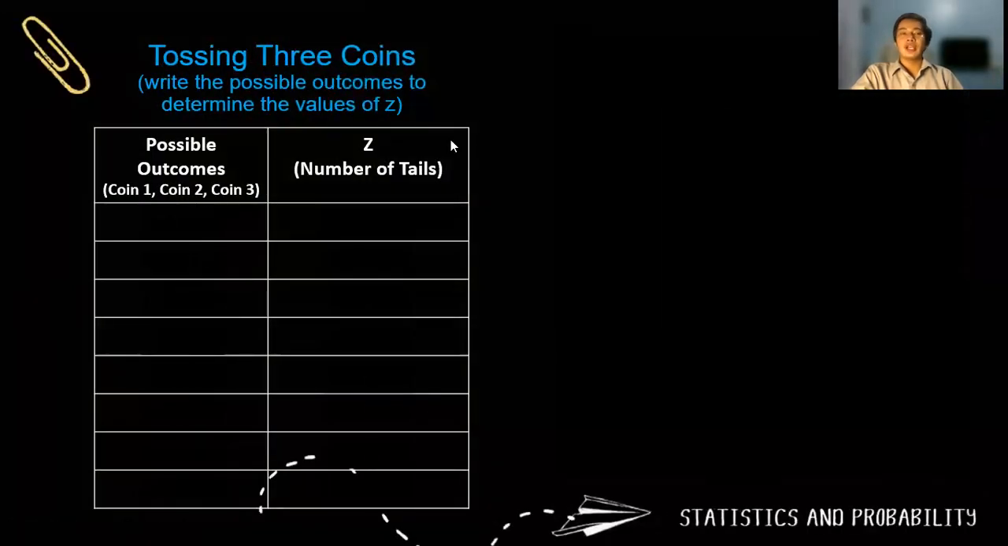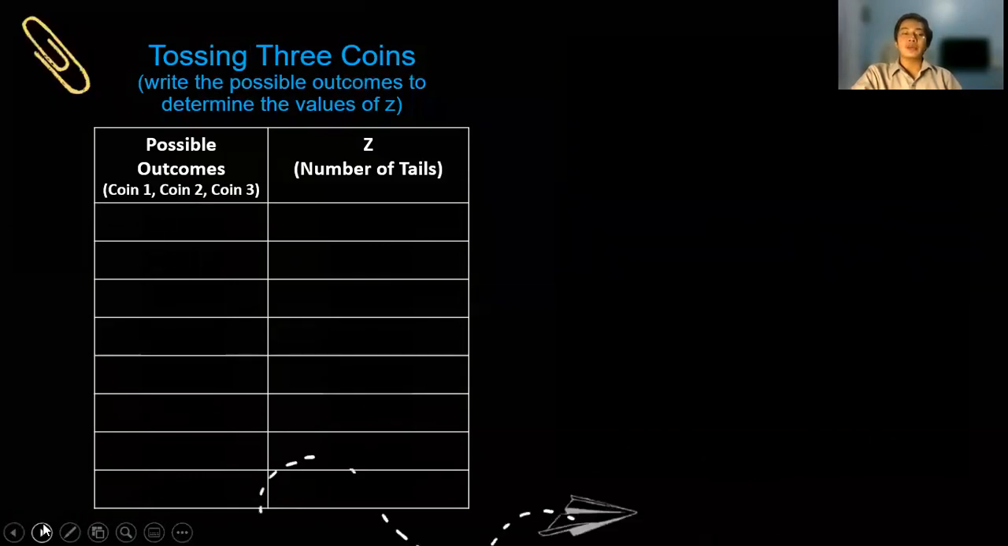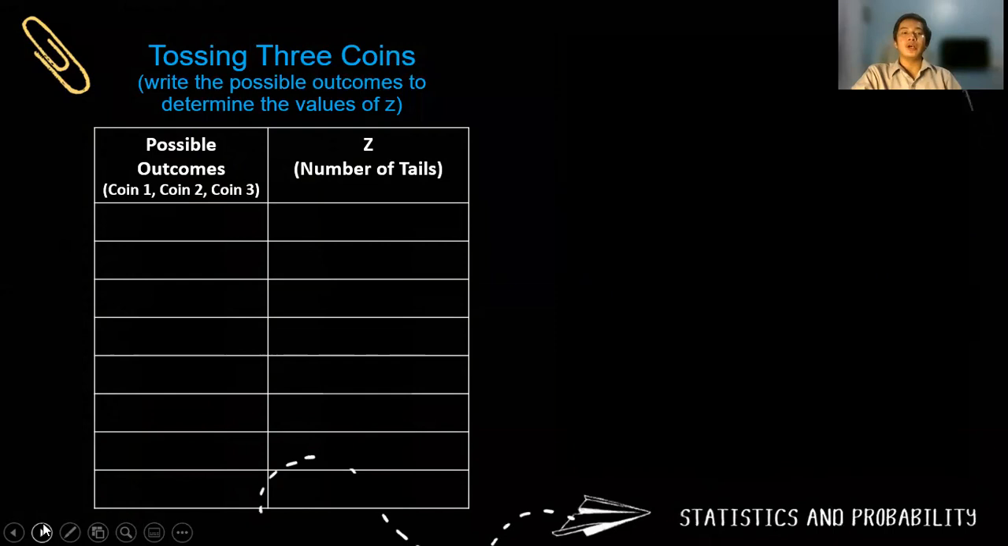Observe this one. Let's list all the possible outcomes in tossing 3 coins, for coin number 1, coin number 2, and coin number 3 respectively. You can also use a mapping diagram or a tree diagram to determine the possible outcomes. But here is how we are going to list the values. Remember that the variable is represented by the number of tails, and let us associate them with the outcomes.